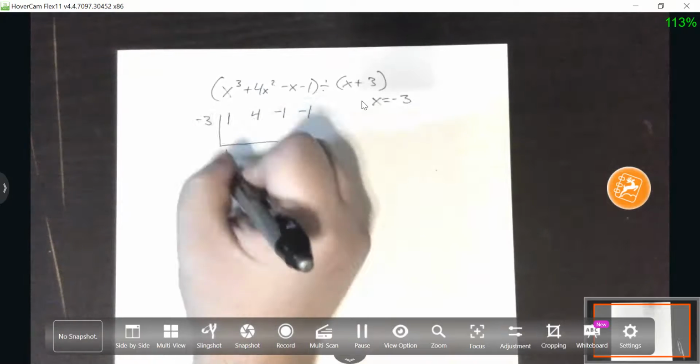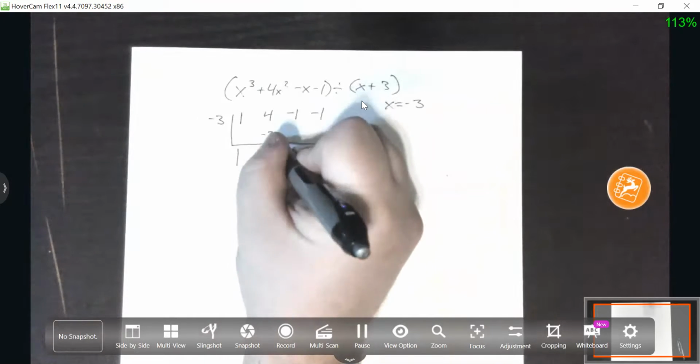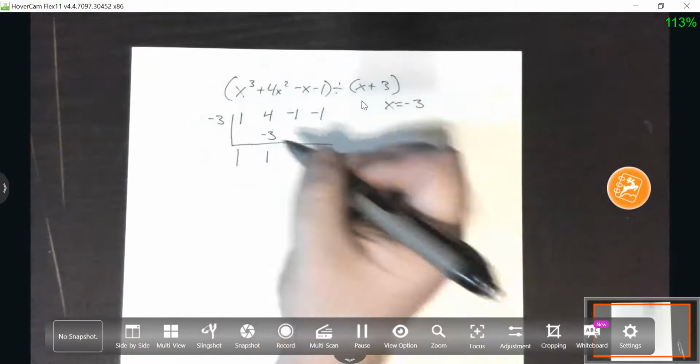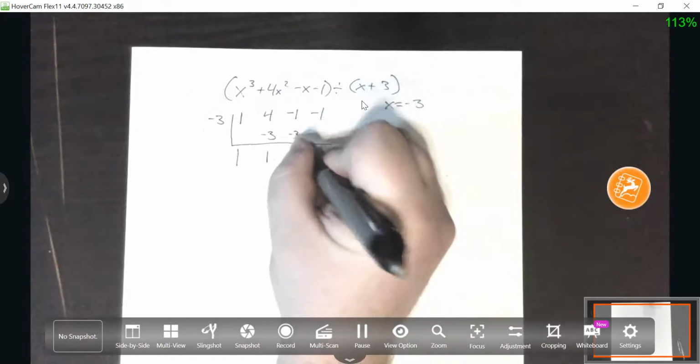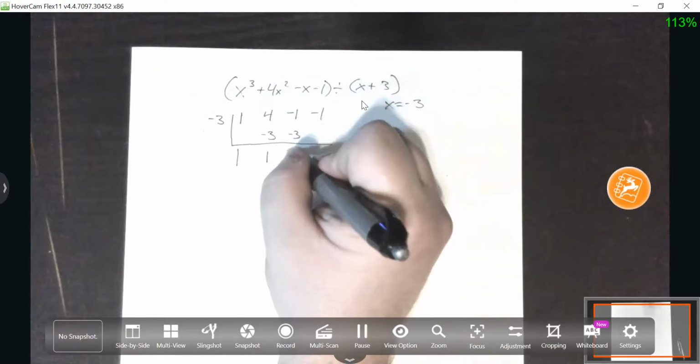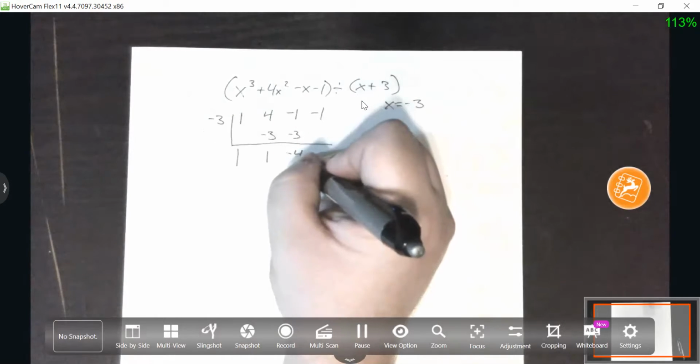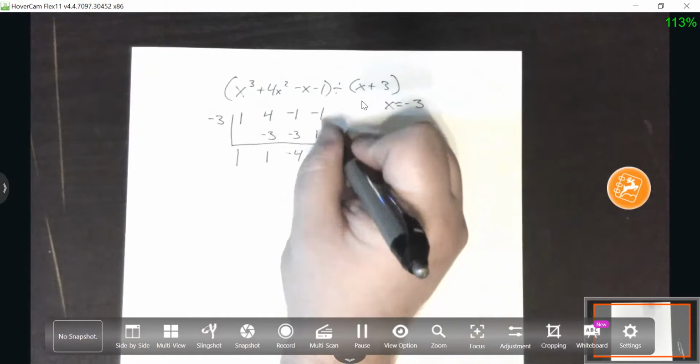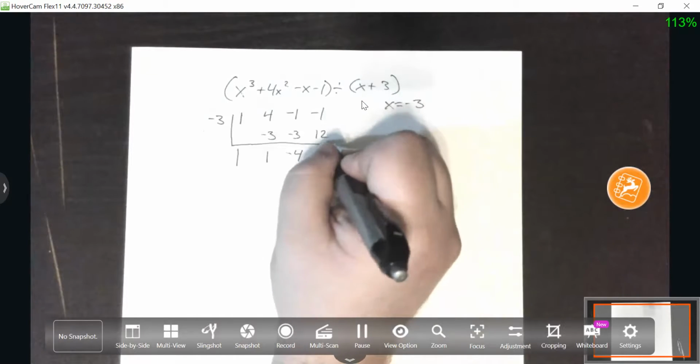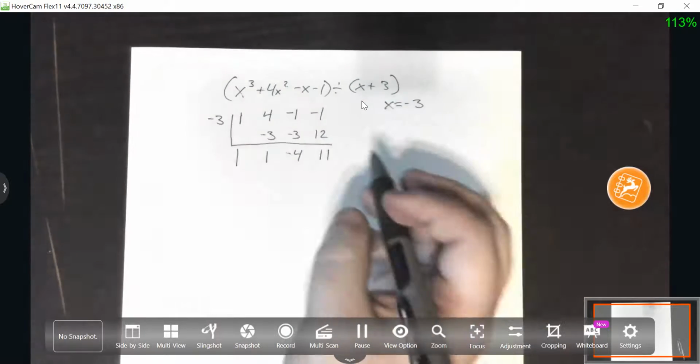Bring down my first number. Negative 3 times 1 is negative 3. 4 plus negative 3 is 1. Negative 3 times 1 is negative 3. Negative 1 plus negative 3 is negative 4. Negative 3 times negative 4 is 12. 12 plus negative 1 is 11. So now we can match it.